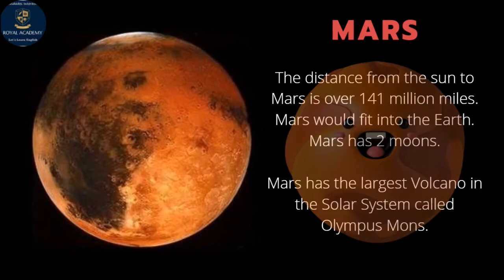Mars. The distance from the Sun to Mars is over 141 million miles. Mars will fit into the Earth. It has two moons. The largest volcano in the solar system is on Mars, called Olympus Mons. La distancia del Sol hacia Marte es alrededor de 141 millones de millas. Marte podría caber dentro de la Tierra y también tiene dos lunas. Marte tiene el volcán más grande del sistema solar llamado Olympus Mons.